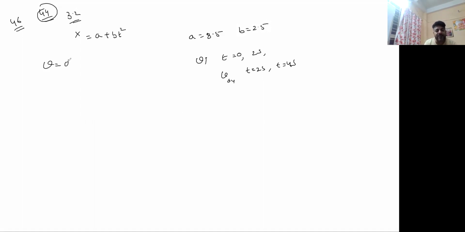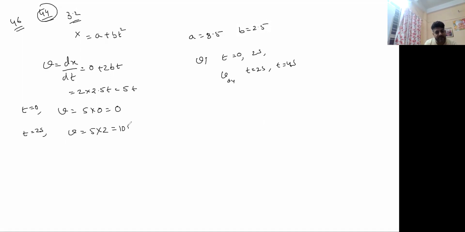To find the velocity, we have to differentiate this. I think you all know: 0 plus 2bt. Yes or no? Now 2 into b is how much? 2.5 t, so you can directly write 5t. When the time is 0, my velocity is 5 into 0, that is 0. When the time is 2 seconds, my velocity is 5 into 2, that is 10 meters per second. First part done. Now the second part.